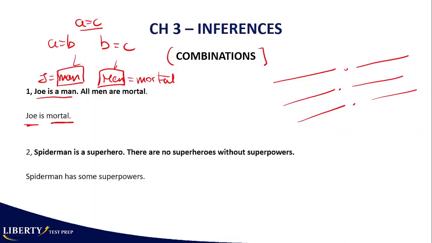So you are joining 2 sentences there. That's the most basic, the most common type of inference. Usually easy questions and some intermediate ones are going to be combinations. Number 2: Spider-Man is a superhero. There are no superheroes without superpowers. So you have Spider-Man, he's a superhero, so Spider-Man equals superhero.